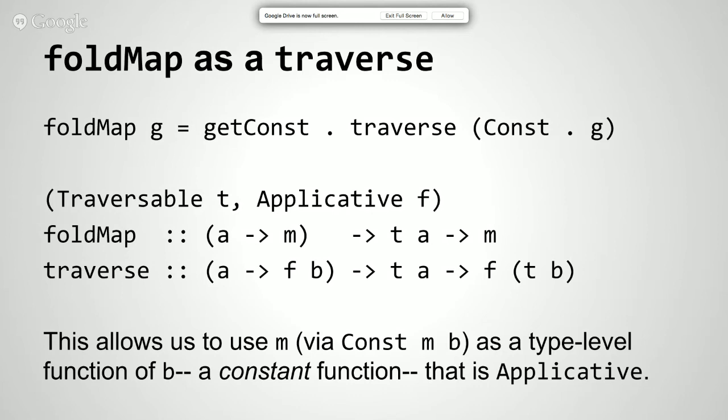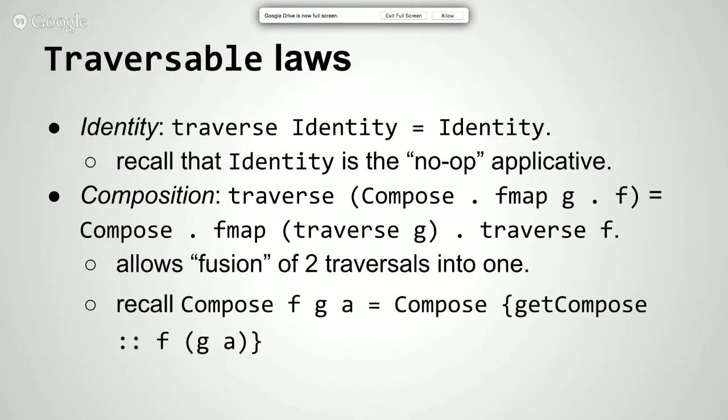When we get into lenses, in two classes, because they decided to put a class on systems programming in before we get to lenses, you'll see that more concretely. Traversable laws. Traverse identity is identity. That means the traversal with the function that doesn't do anything doesn't do anything, which kind of makes sense. And we have a composition law that allows us to fuse two traversals into one, with an fmap on the G to get it to go one level down.